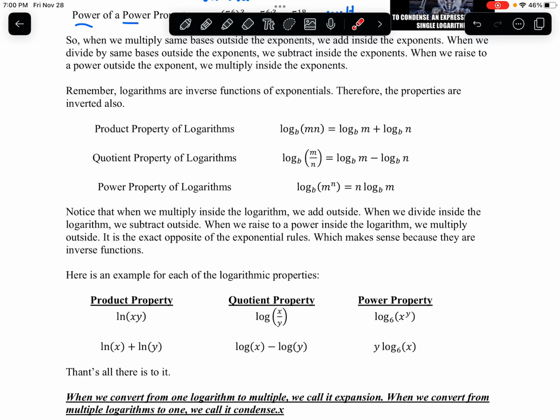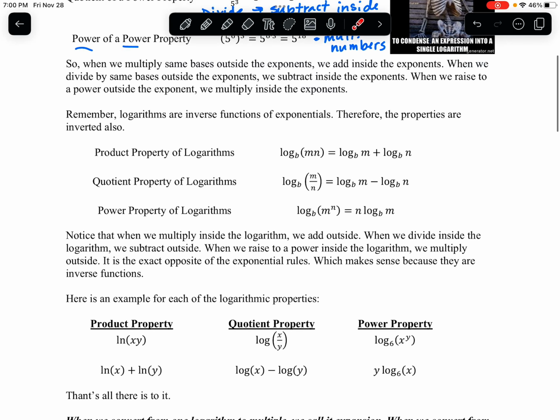Okay, so now we have the next video where we're going to talk about the properties of logarithms. So right here on the side, I want you to put the properties of logs. Okay, this is our properties of logs.